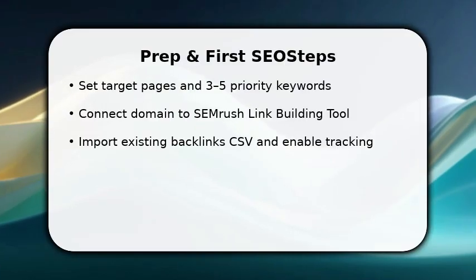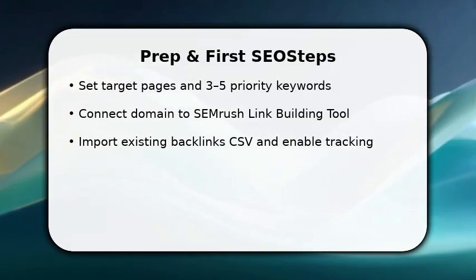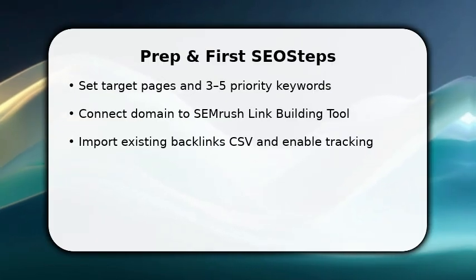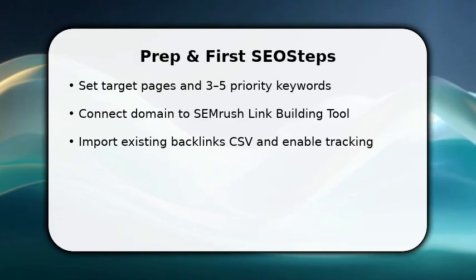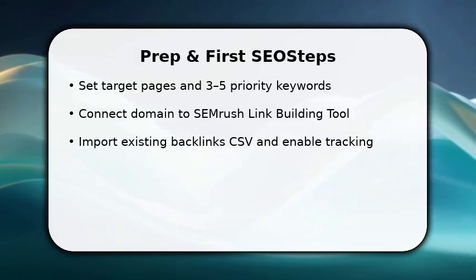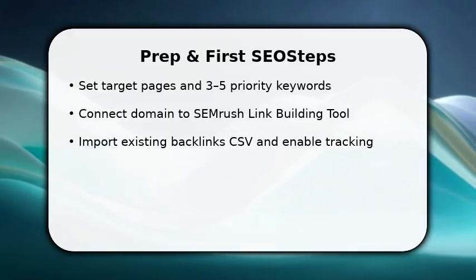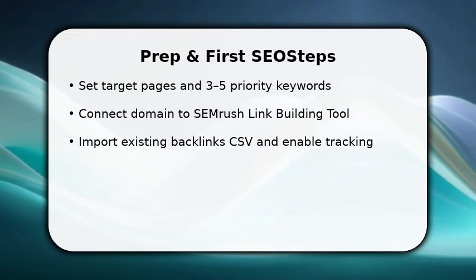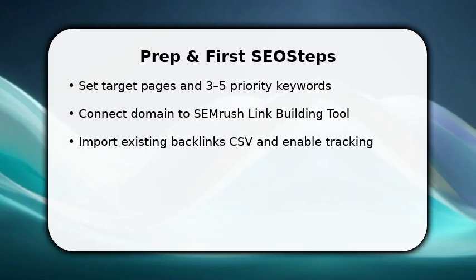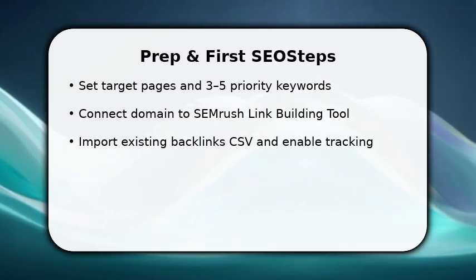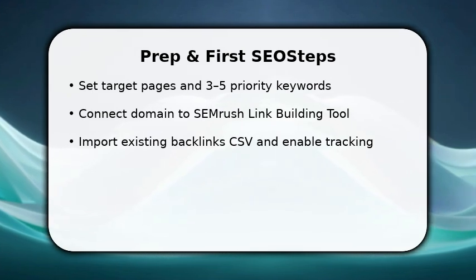You start by defining target pages and 3 to 5 priority keywords for each page so outreach stays focused. Once done, connect your domain to the Semrush link building tool and authorize the crawl. This pulls current backlink data automatically. Next, import any existing backlinks via CSV to avoid duplication and enable campaign tracking so you can measure progress. Make sure to tag high-value pages now, because organizing early saves time and prevents wasted outreach later.